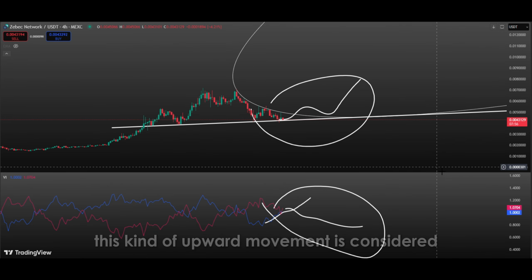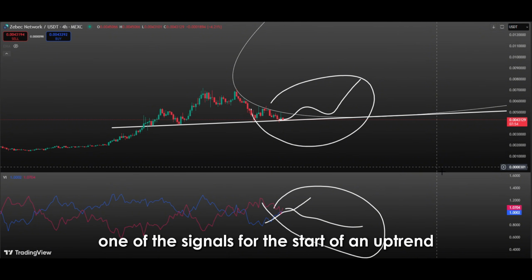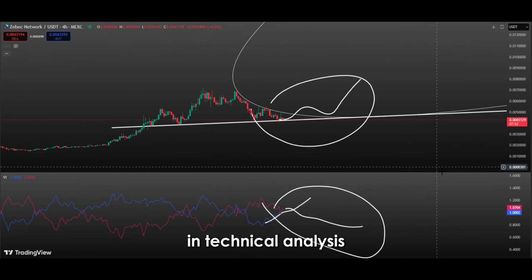In particular, this kind of upward movement is considered one of the signals for the start of an uptrend in technical analysis. They are considered as the first signs that buyers are gaining strength and indicate that a period of strategic buying decisions may begin for investors. Vortex shows us the trends.